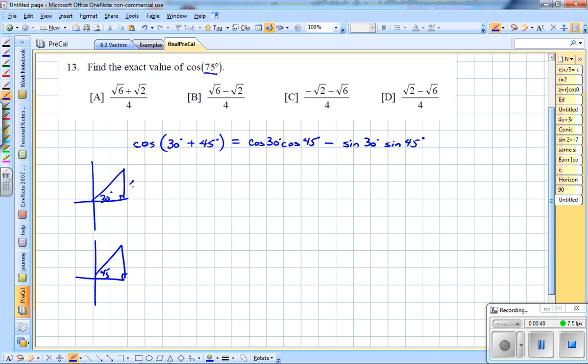Opposite 30 is 1. This is the square root of 3. This is 2. Opposite is 1, 1, and then the square root of 2. Again, these are your special right triangles.